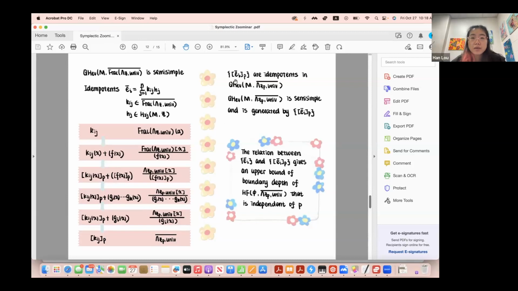Then finally, we can embed it into the algebraic closure of the Novikov field with the coefficient Z_p. Now we get the idempotent e_i bar p in the even quantum homology with coefficient the algebraic closure of the Novikov field with coefficient Z_p. We can say this is semi-simple and is generated by this reduced idempotent. Then we use the relation between the original idempotent and the reduced idempotent to get an upper bound of the boundary depth that is independent of p for sufficiently large p. So an upshot for this part is we carefully choose the coefficient of the even quantum homology to get a good relation between the two collections of the idempotents.